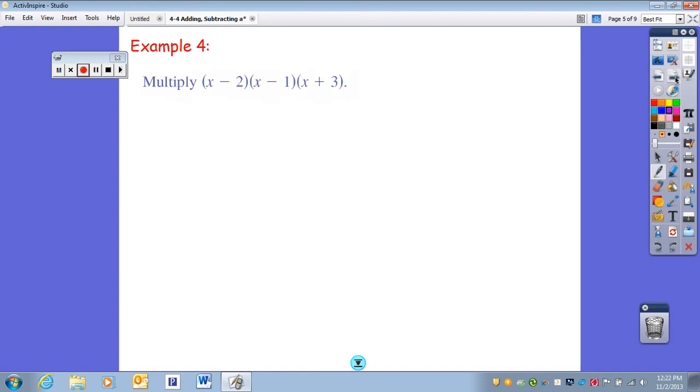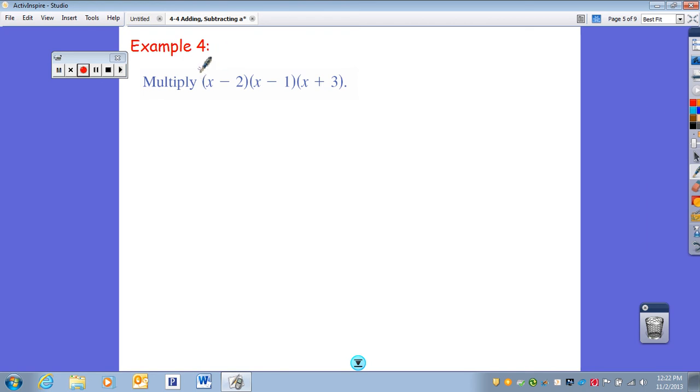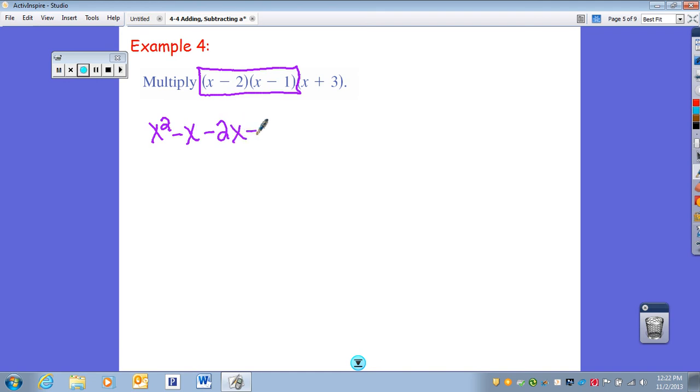Let's do a couple more examples with multiplication. So now we have 3 binomials that we are multiplying together. And when we do that, we want to make sure to simply do 2 at a time. We'll get our product, and then we want to multiply that times the last binomial. So x minus 2 times x minus 1, we're going to FOIL that, and so we have x squared minus x minus 2x plus 2, and when I combine like terms, I have x squared minus 3x plus 2, and that is my trinomial. And then I'm going to multiply that times my binomial.